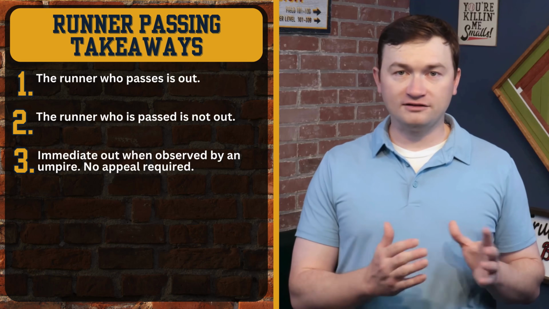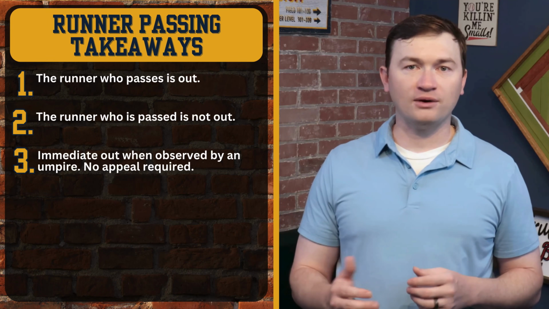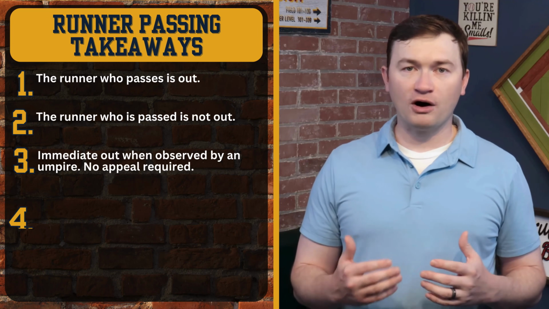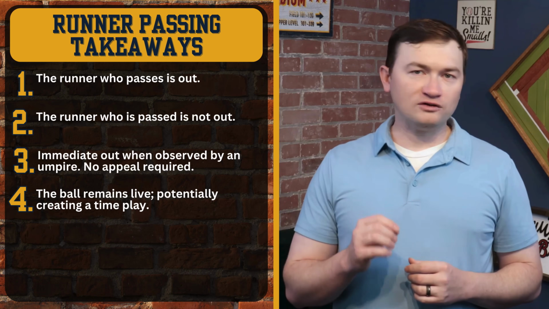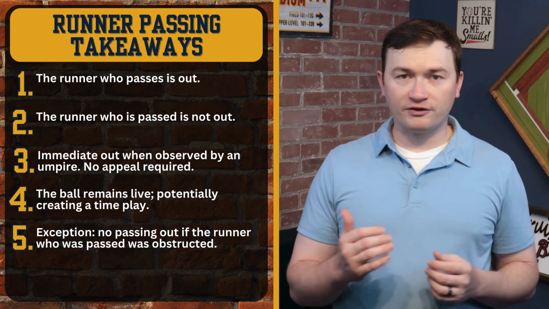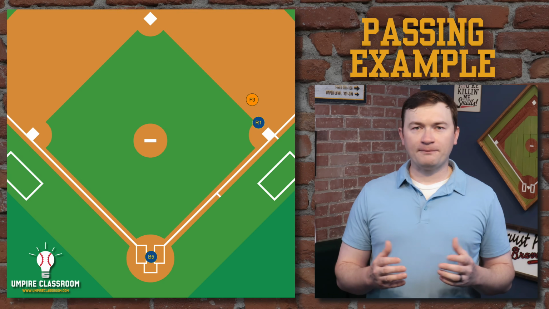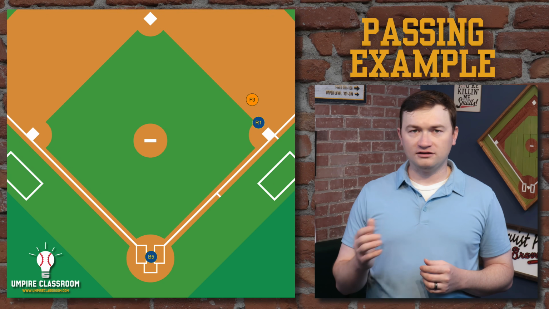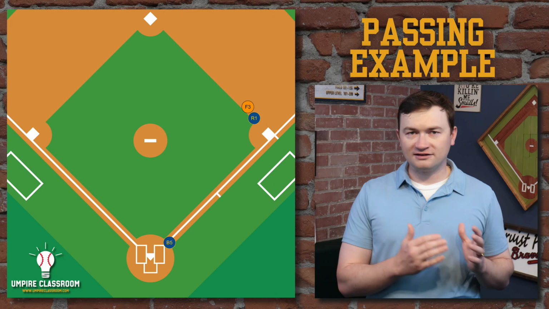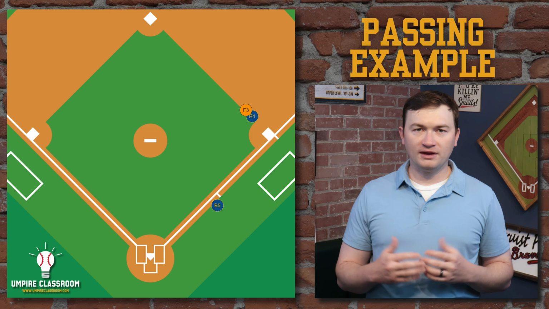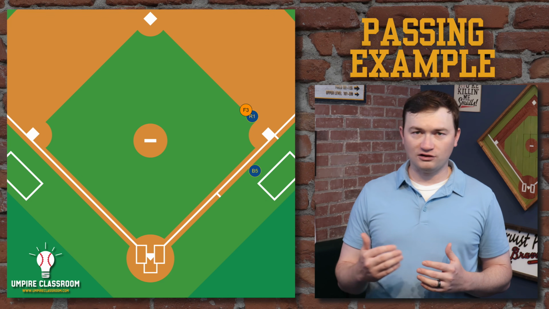If the umpire sees the passing, the umpire calls the out at the moment it happens, and the ball remains live. That said, there is one exception where we would not get an out for passing, if the runner who was passed was obstructed. For example, let's say R1 is advancing on a double. As R1 starts heading to second, F3 obstructs him. He falls to the ground and he cannot continue running.